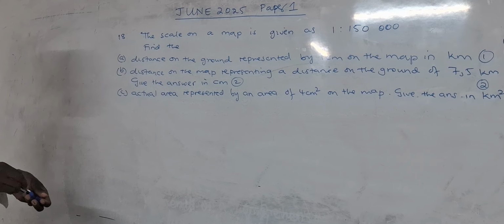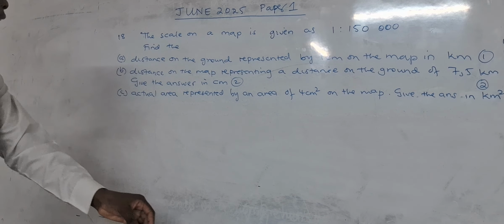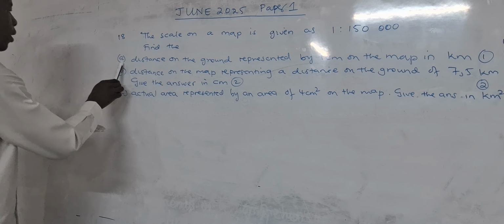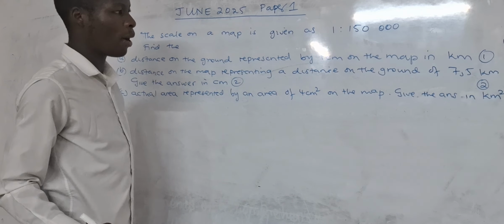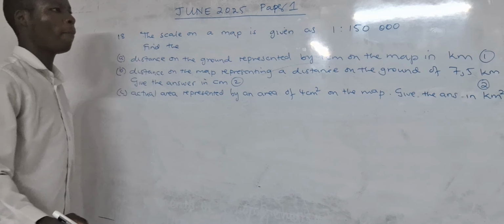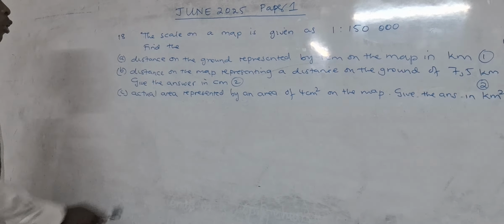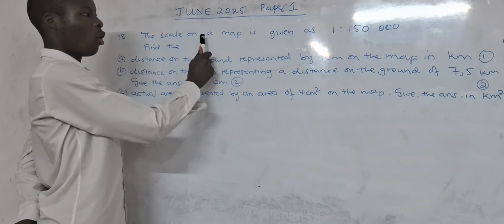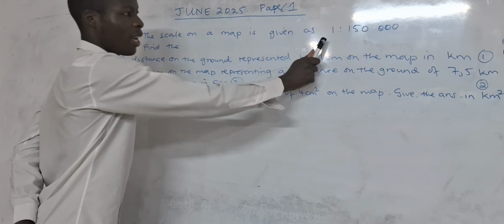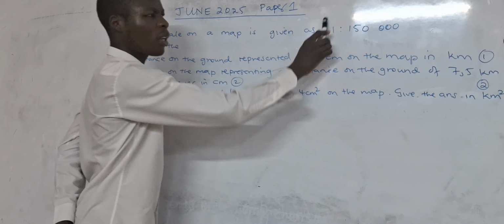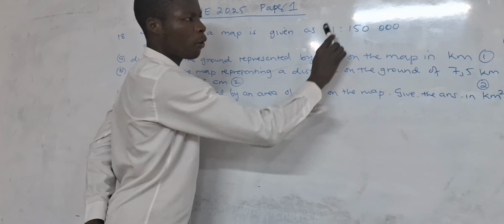Okay, this is question number 18. Find the distance on the ground represented by 1 centimeter on the map in kilometers. So you are given the scale on a map. The scale on a map is given as this. So what is the meaning of this?